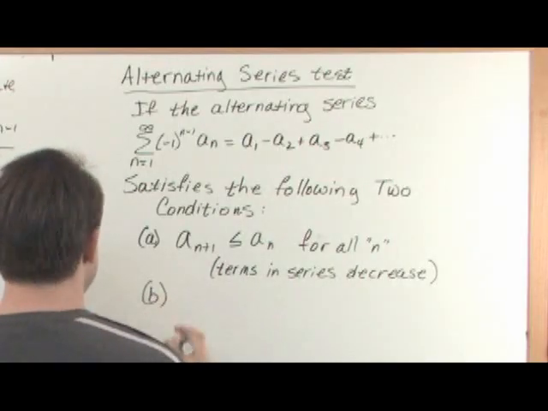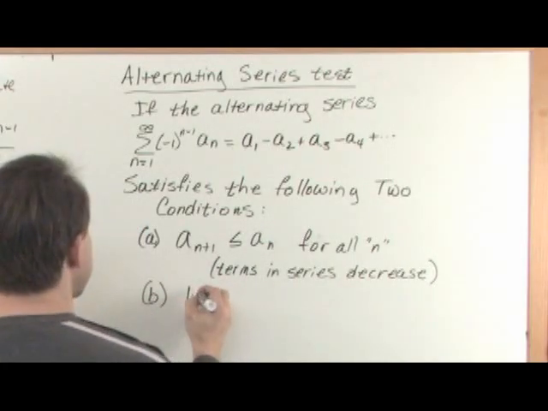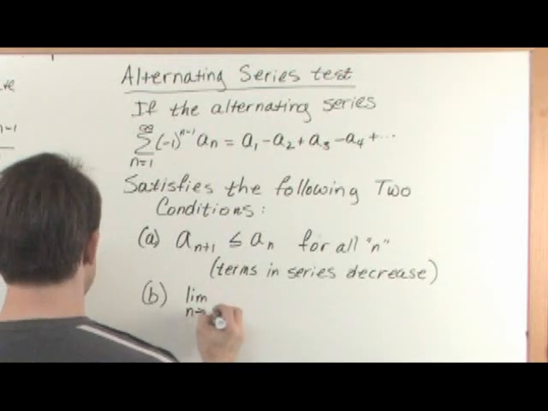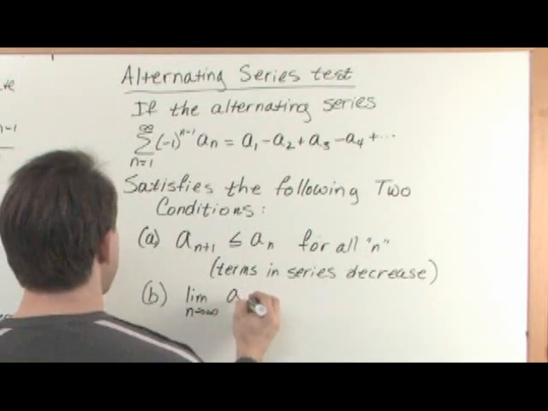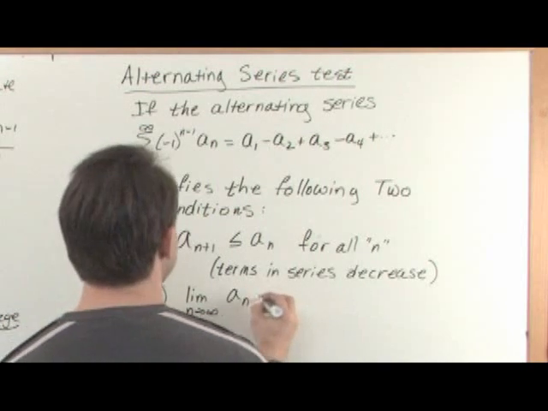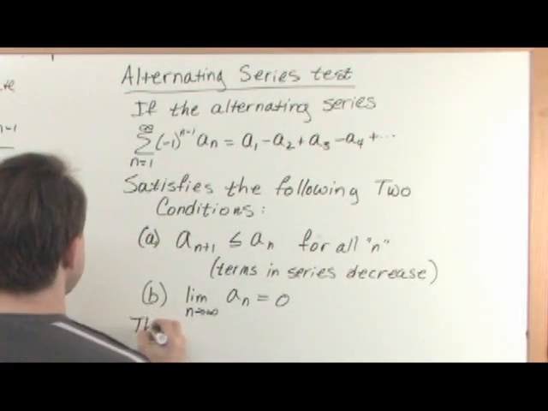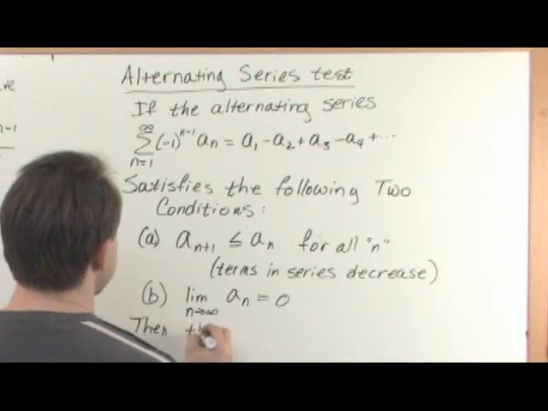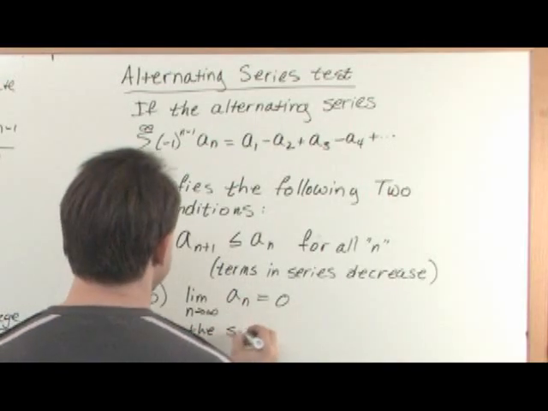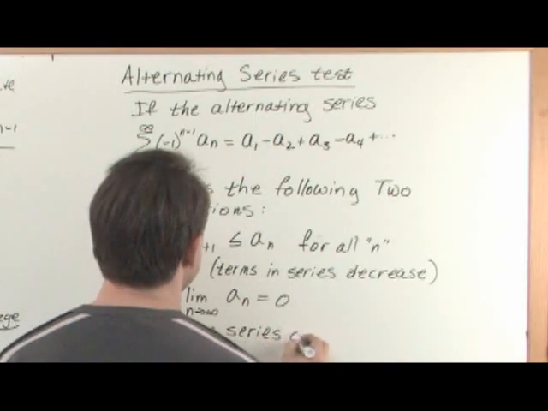And B, very specifically, the limit as n goes to infinity of the terms that you're adding together must be equal to 0. So if both of these conditions are true, then the series, which is an alternating series, converges.